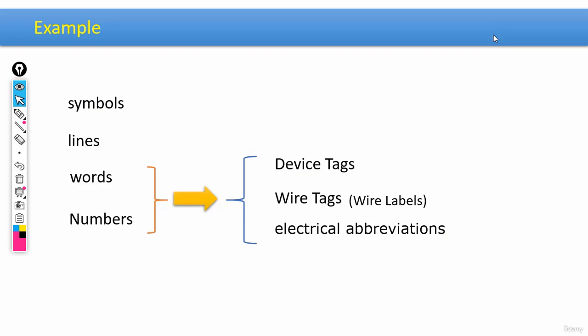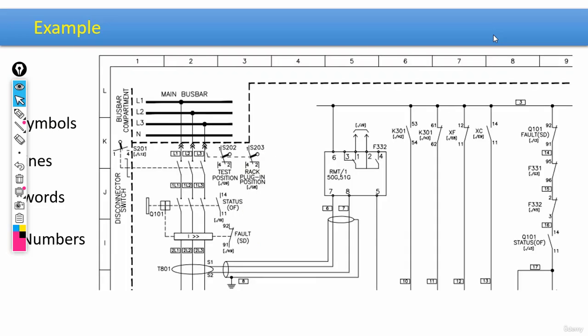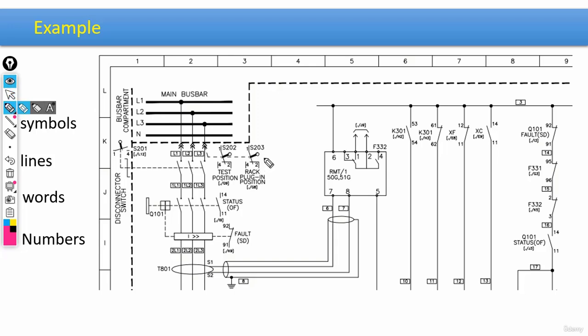Alright, now let's go through some examples regarding these. Take a look at this diagram here. In this diagram, we actually have so many components. For example, we have symbols. Let me try to mark them out for you. All of these are examples of electrical symbols. When we say symbols, we're in fact talking about these items.